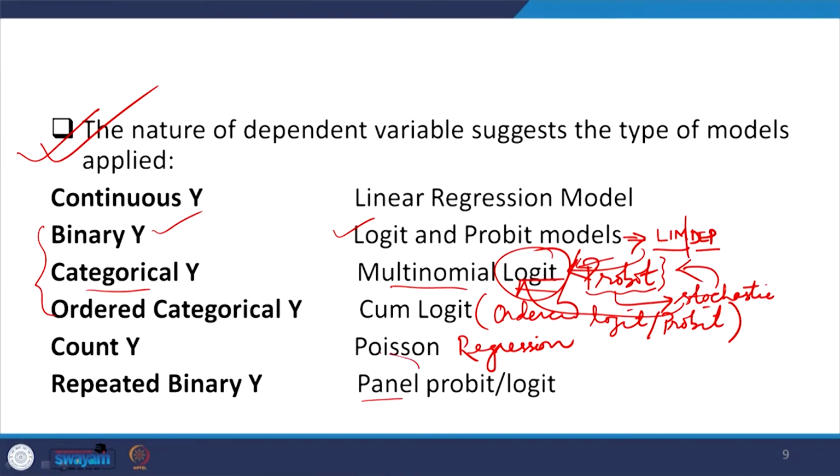Panel has a time component, and since it is a time component across different time periods, there is a possibility of repetition of the dependent variable. So, in that case we will be applying panel probit or panel logit depending upon the distribution of the data. So, these are a very good starting point. This slide I suggest everyone please try to remember logically, for better application.